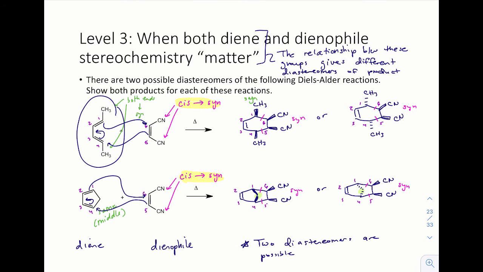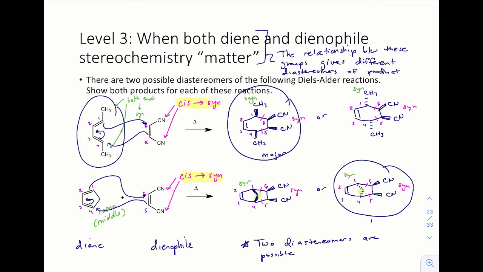Well, we didn't see it before because I chose the examples really carefully so that we would not see it. Well, two diastereomers are possible, but one is predominant. This is the major diastereomer in the first reaction, and this is the major diastereomer in the second reaction. How in the world did I know that? How in the world can you predict that?